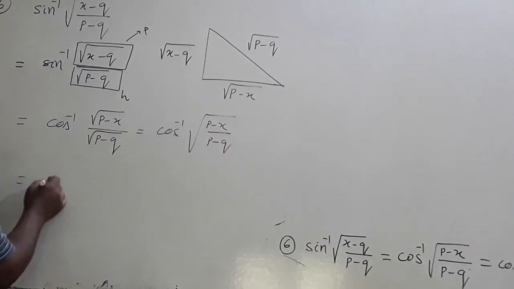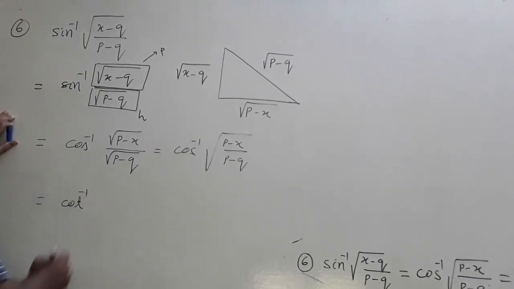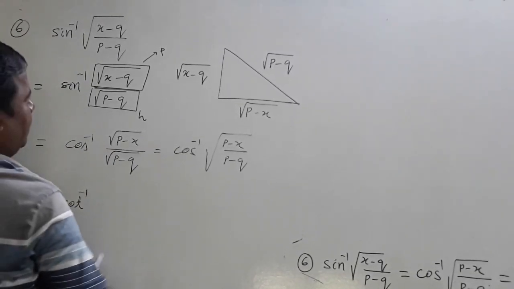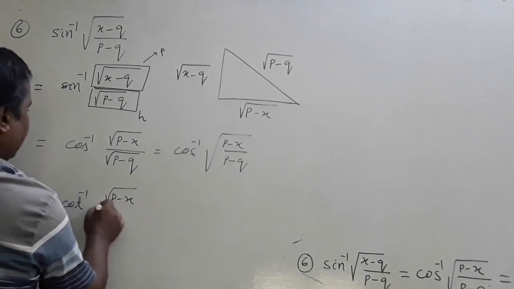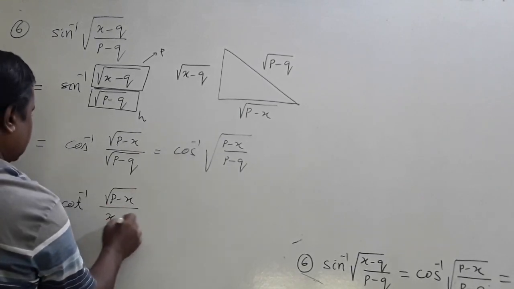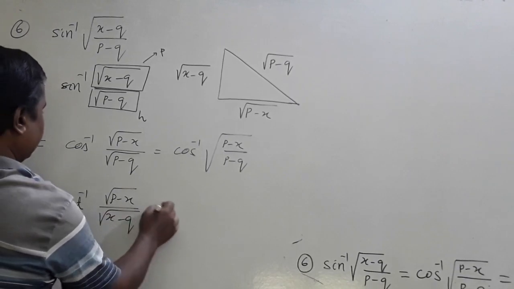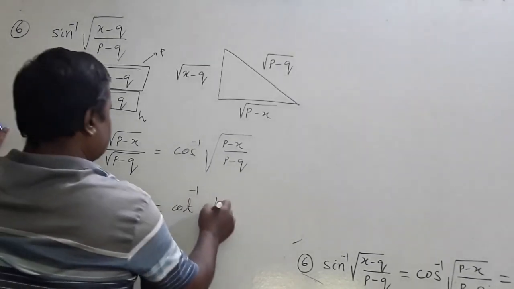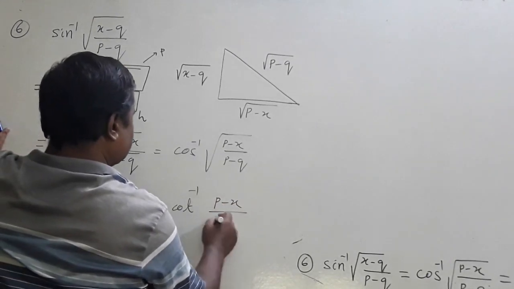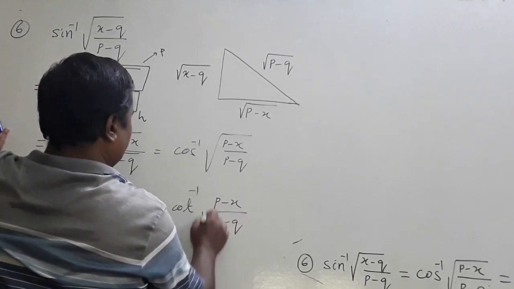And cot inverse what? Cot inverse b by p. b by p means b, this is b, p minus x root over, by p. p means x minus q, root over. So it becomes cot inverse what? p minus x by x minus q, whole root over.